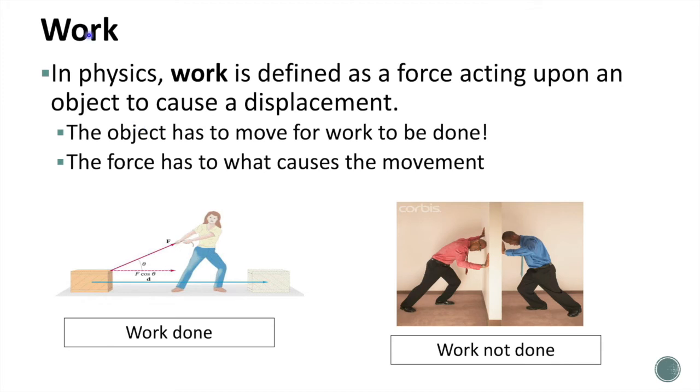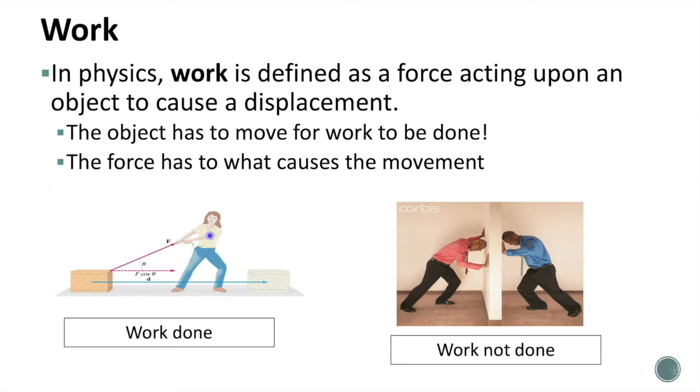So next up is work. In physics, work is defined as a force acting upon an object that causes a displacement, or basically it's a force causing something to move, right? The object has to move in order for work to be done, and that force has to be what causes the movement. If a force is applied to an object, but it's not what's making it move, then that's not work being done on it, all right?